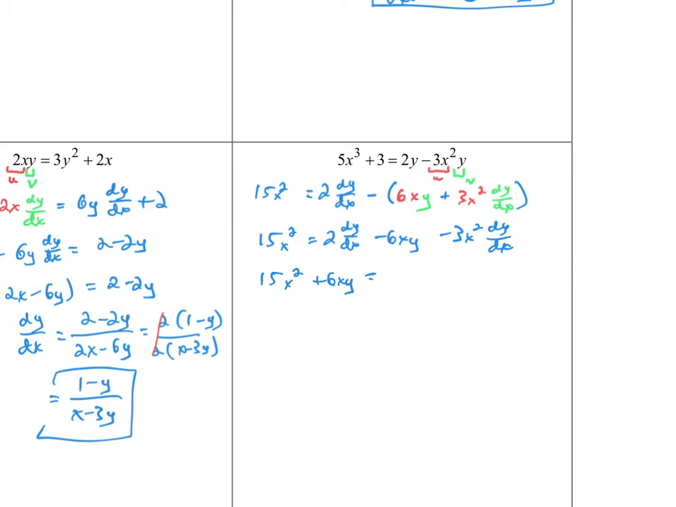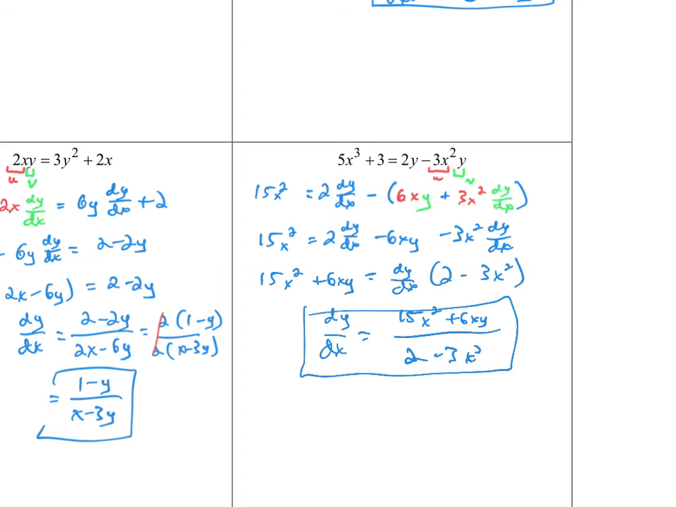And I'm going to go ahead and factor out our dy over dx from the remaining terms. So dy over dx is going to be the 15x squared plus 6xy all over 2 minus 3x squared. About as far as I can go on that one.